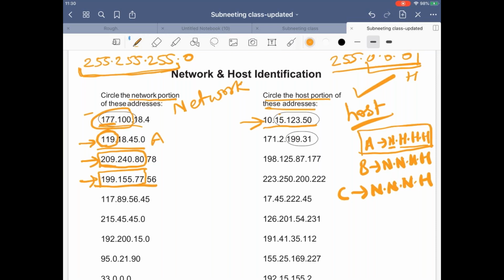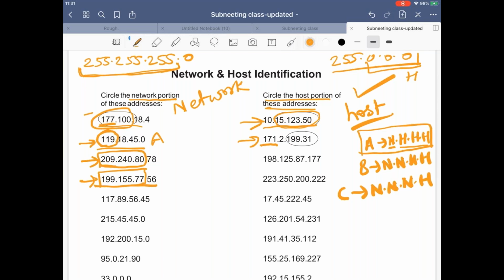So that is why 15.2123.50 is the host part. Let's see the second example. 171.2.199.31. First of all, check the first octet only. Which class does it belong to? 171 belongs to class B.